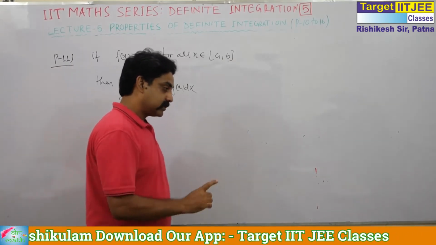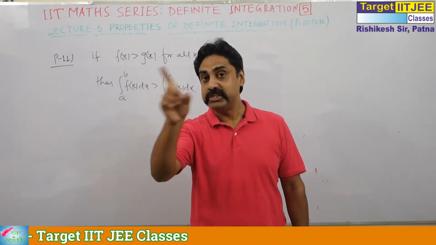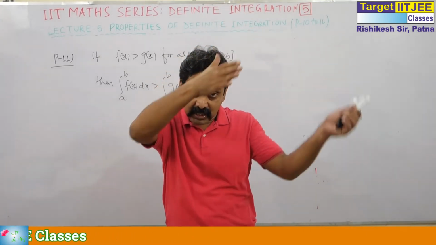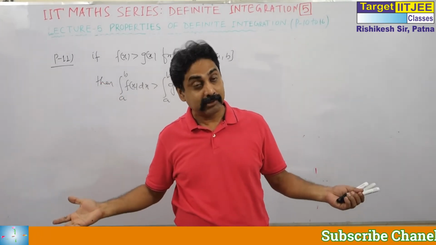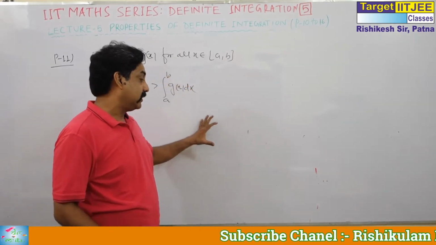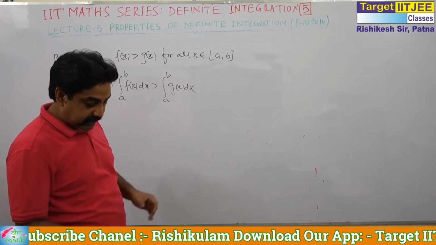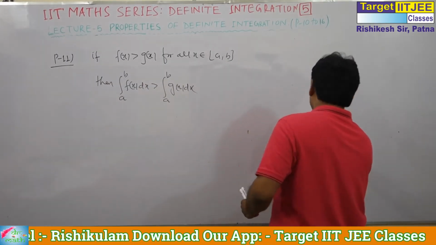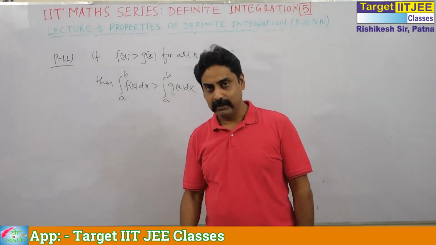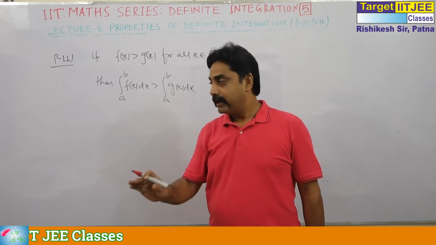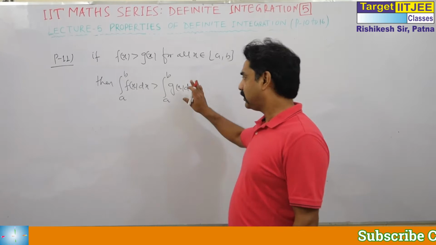And you must keep in mind that there is no such property in differentiation, because differentiation gives slope and integration gives area. So you can't go with slope, but for area this is correct. The slope is negative for theta from pi by 2 to pi, but this type of property does not hold in differentiation but holds in integration.